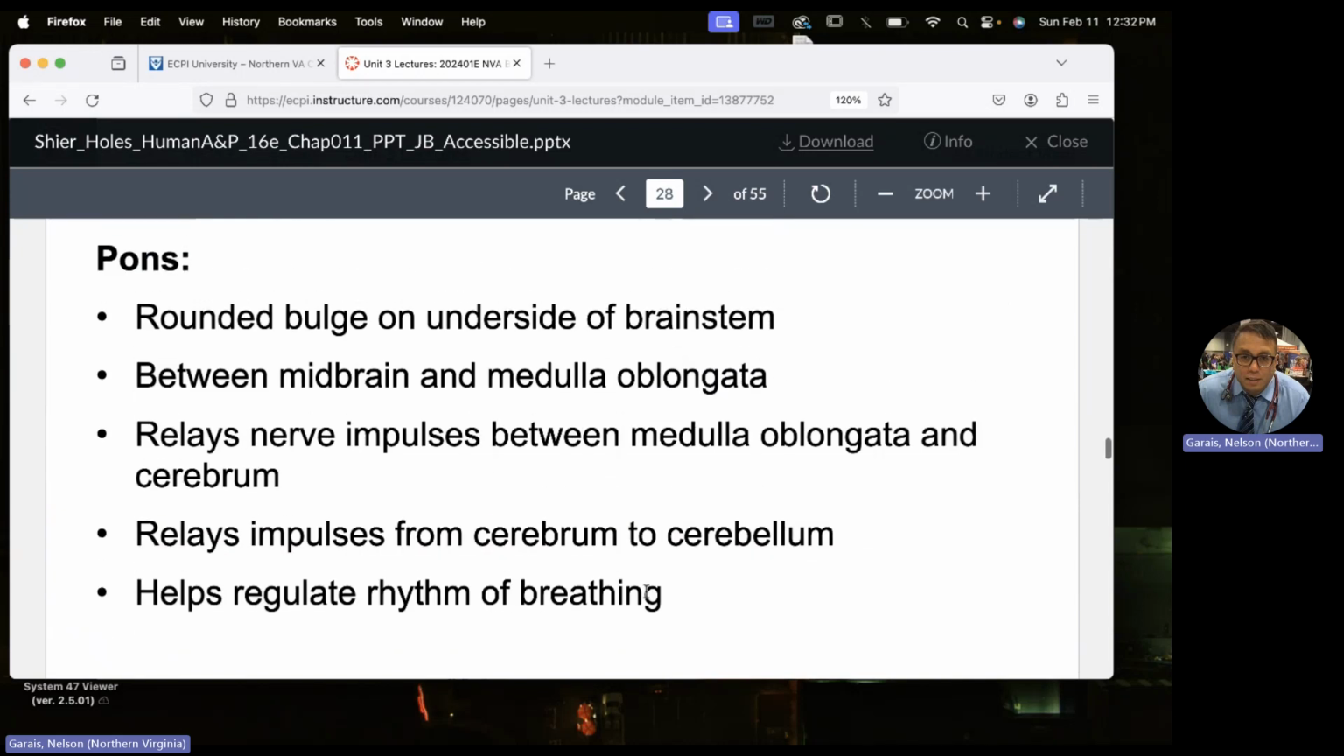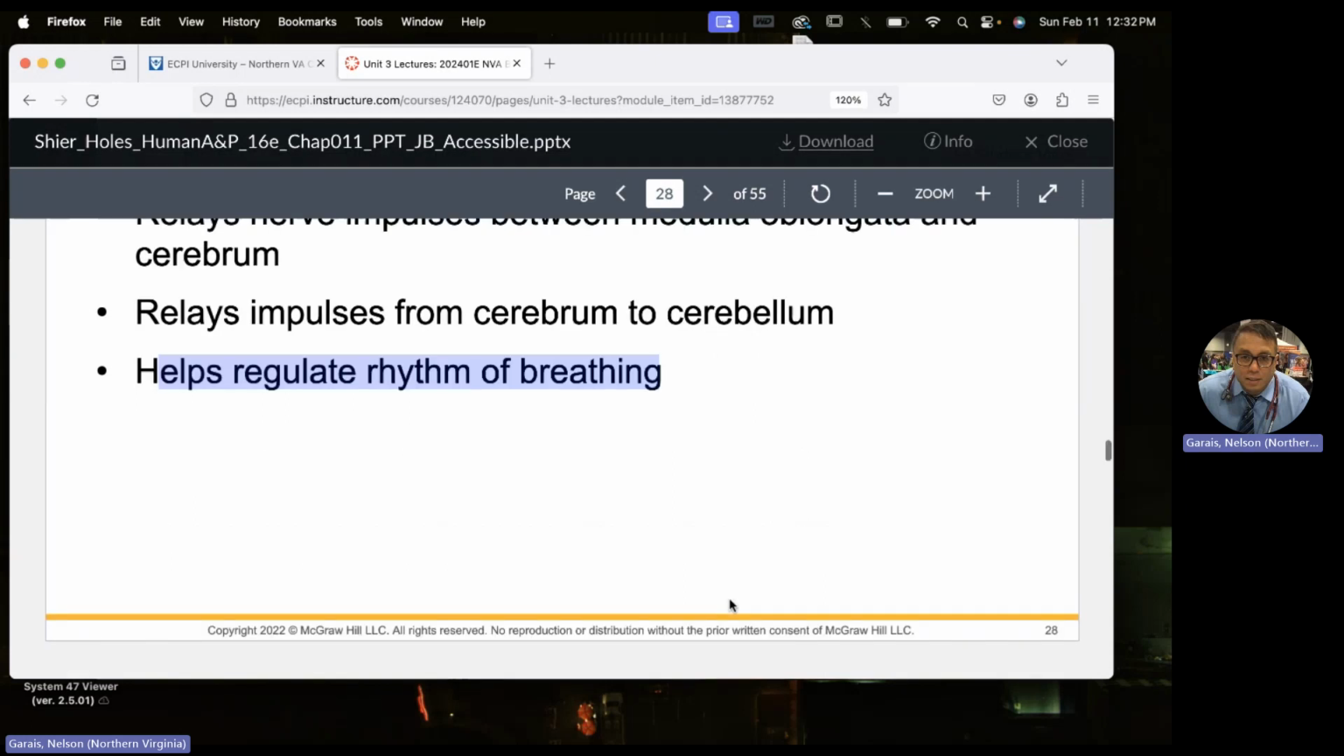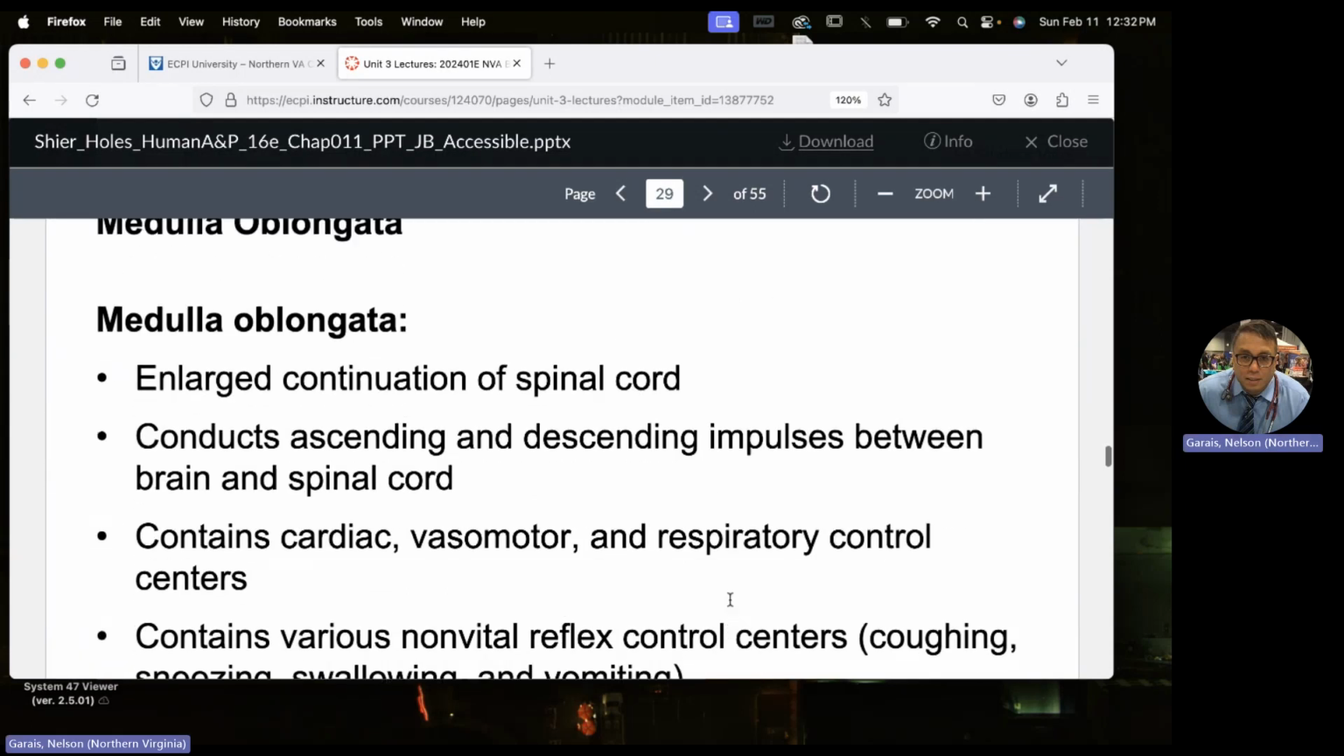Pons. Big thing about pons, regulation of breathing. So your breathing should sound like this. Inhale, exhale. Inhale, exhale. Right? Pons does that. If your pons isn't working, it'll be all over the place. Then you won't be able to breathe.